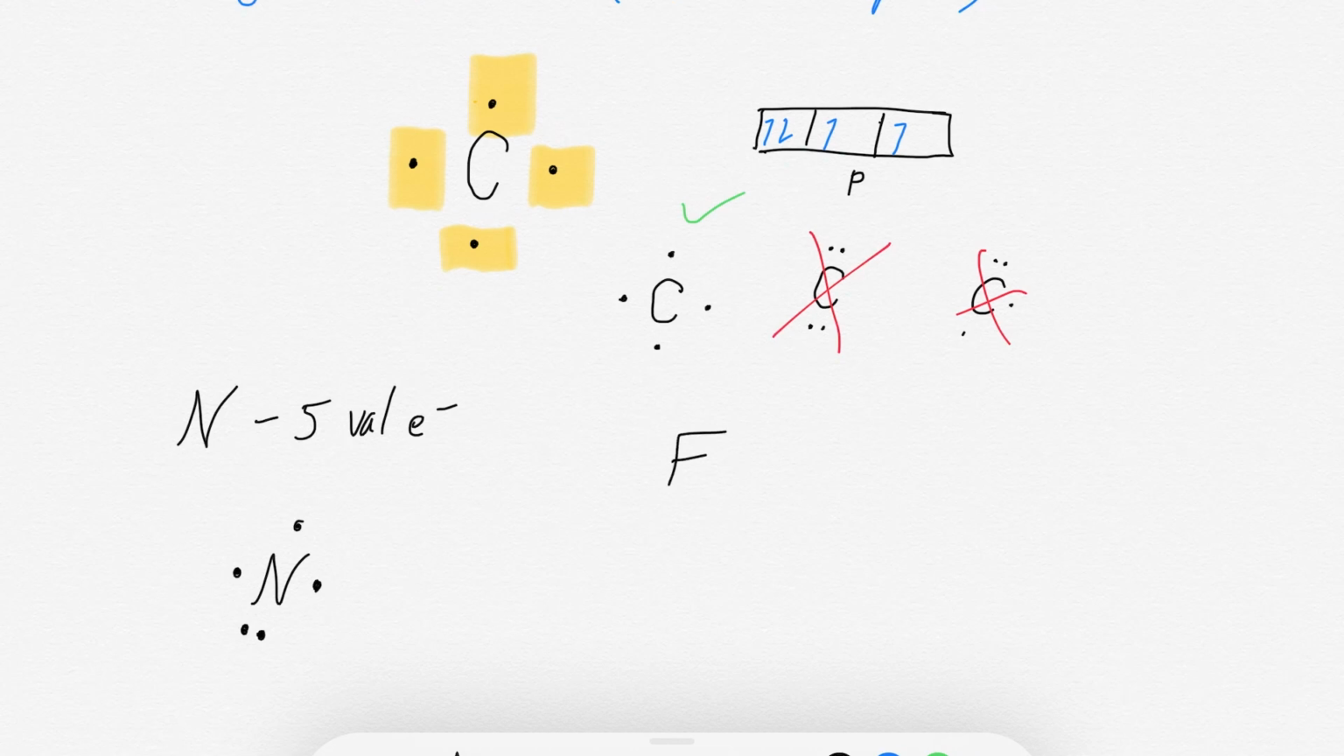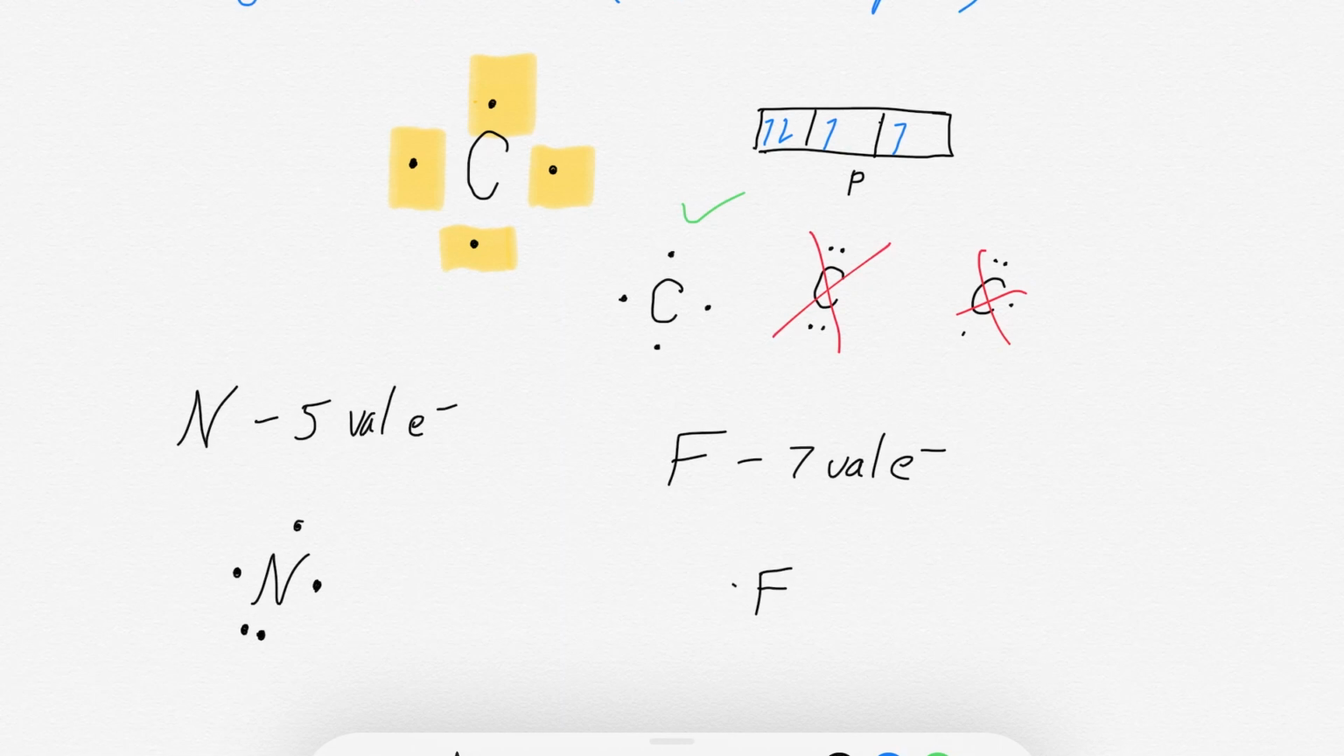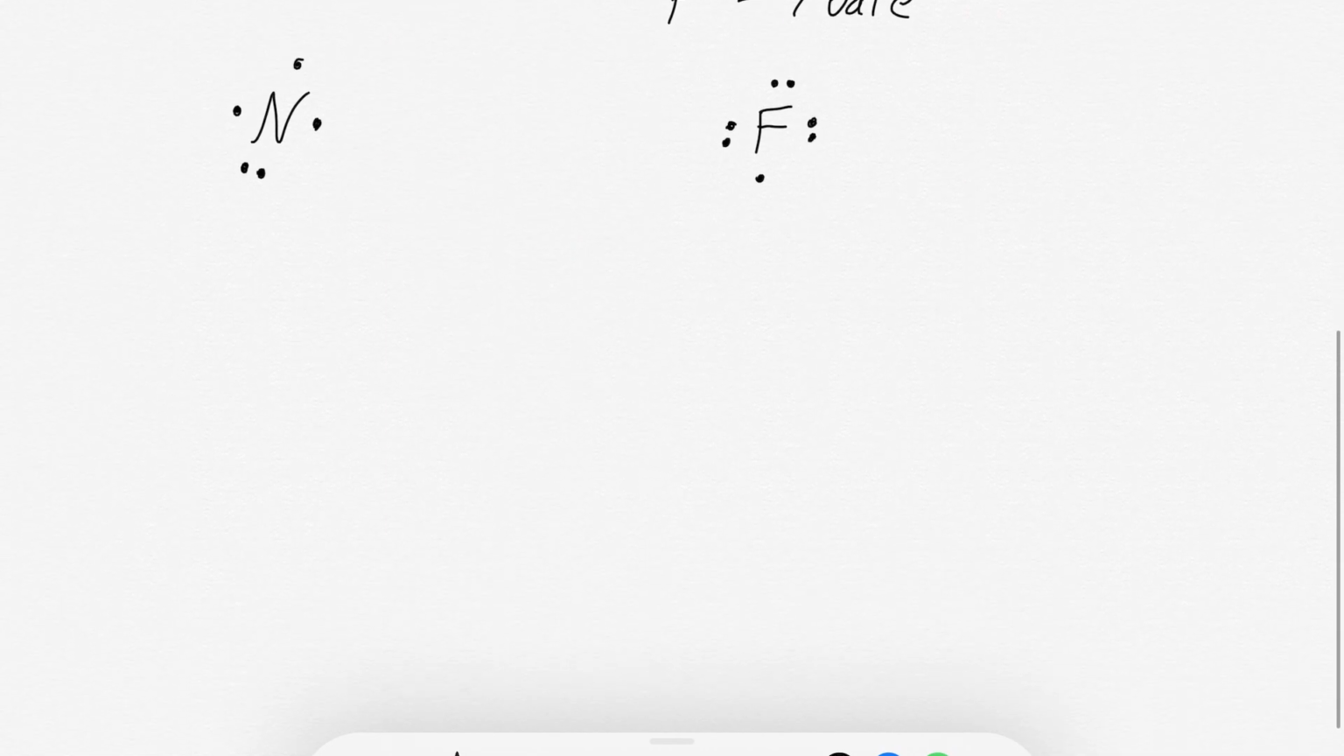Let's try someone like fluorine. Fluorine has 7 valence electrons. Feel free to pause this video and go work that out yourself. See if you can figure out why fluorine has 7 valence electrons. Let's do it. So we're going to write F, and here we go. Start dotting. This time I'll start over here on the left. So 1, 2, 3, 4. Okay, now we've got to double up. 5, 6, 7. So these are Lewis symbols.